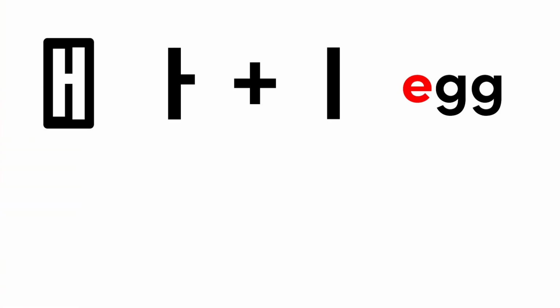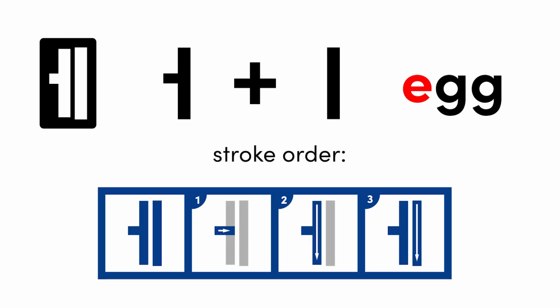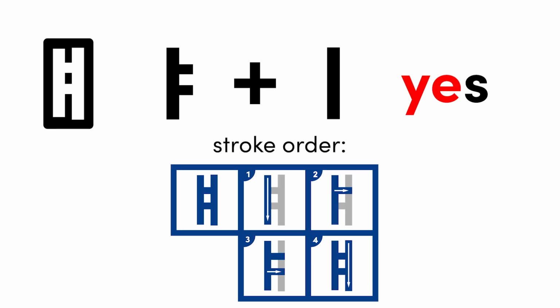This letter combines A and E for the E sound like in egg. This letter combines A and E for the E sound like in egg. This letter combines Ya and E for the ye sound like in yes. This letter combines Yo and E for the ye sound like in yes.